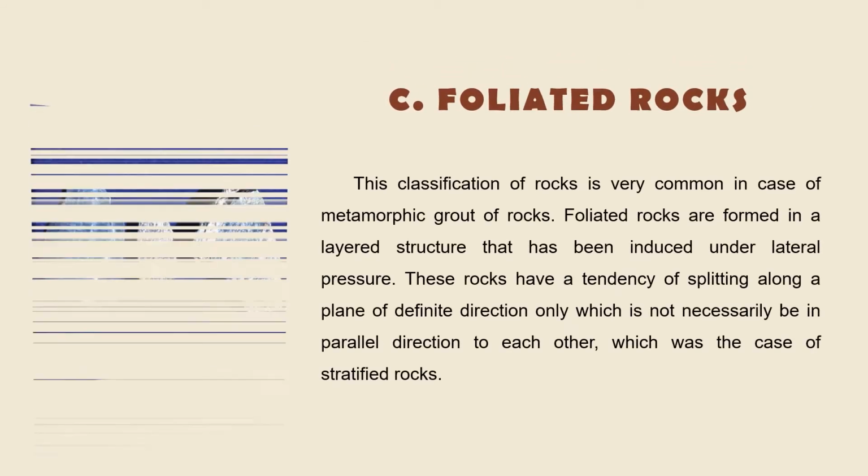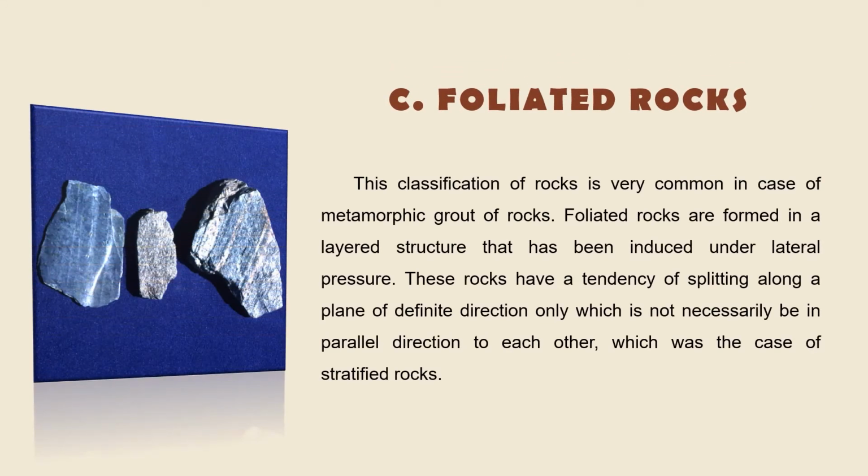Foliated rocks. This classification of rocks is very common in case of metamorphic growth of rocks. Foliated rocks are formed in a layered structure that has been induced under lateral pressure. These rocks have a tendency of splitting along a plane of definite direction only, which is not necessarily in parallel direction to each other, which was the case of stratified rocks.